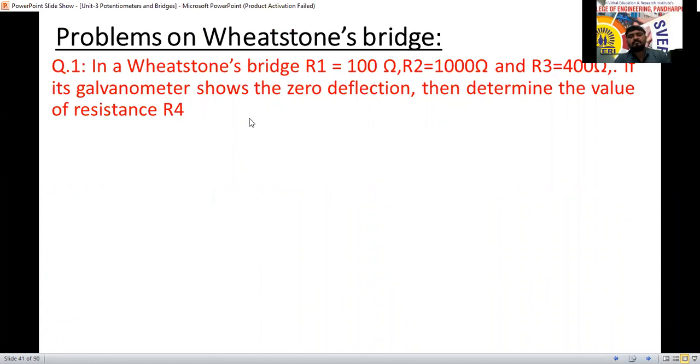In a Wheatstone bridge, R1 equal to 100 ohm, R2 equal to 1000 ohm, R3 equal to 400 ohm. If its galvanometer shows zero deflection, then determine the value of resistance R4. You find this problem. All of you write the given data.